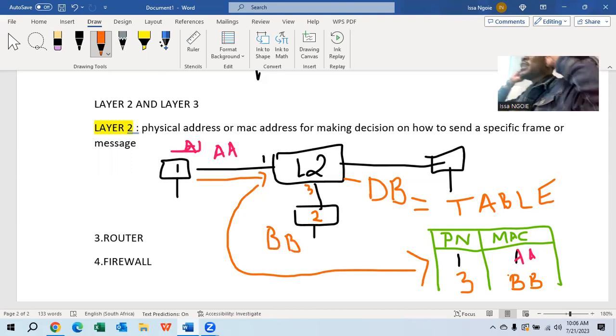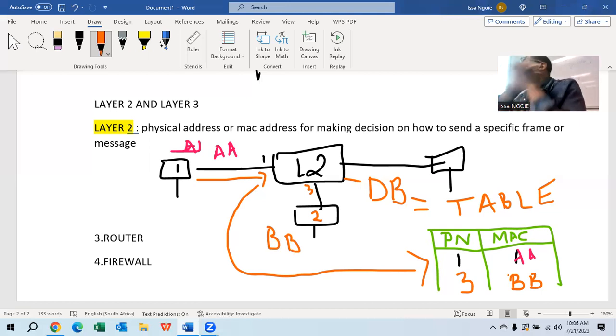Your message goes to the layer 2 switch. The layer 2 switch will check the database, because that database will say, okay, where is PC2? No, PC2 is on port number 3. Let's now forward the message. This is how layer 2 works. The most important thing, guys, you have to understand: layer 2 works using a MAC address, or physical address, of the device.